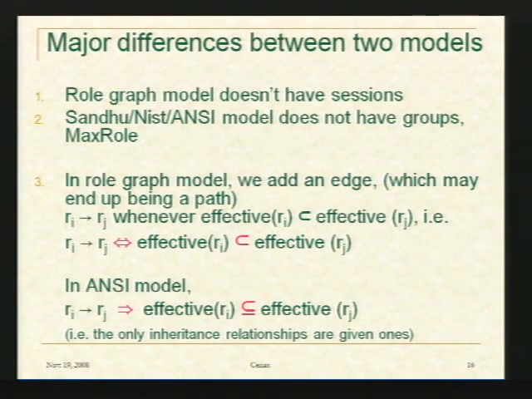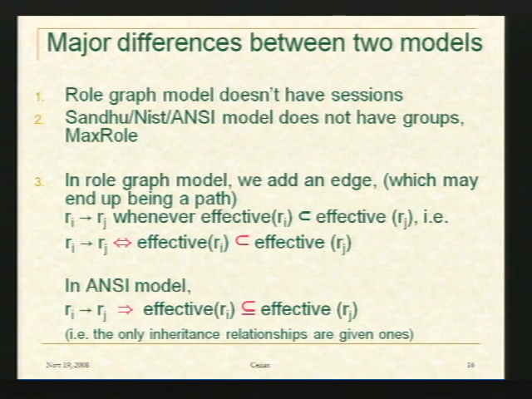So the major differences between the 2 models: we didn't have sessions. They didn't have groups. And we had this thing called max role, which we were going to get rid of, and then we found a good use for it, which I'll show you in a few minutes. We have these side effects where we actually insert edges when we discover that the effective privileges of one role are a proper subset of those of another. So this implication is in both directions. We actually insert an edge.